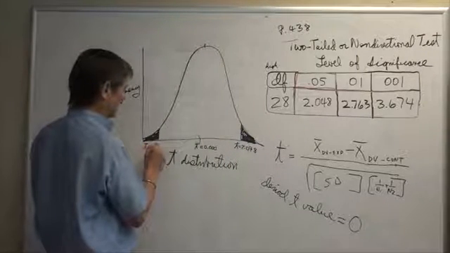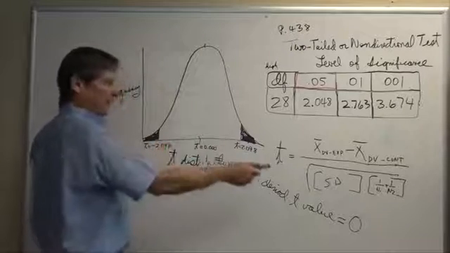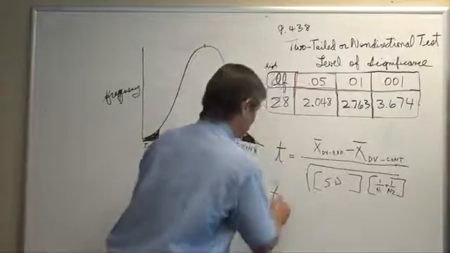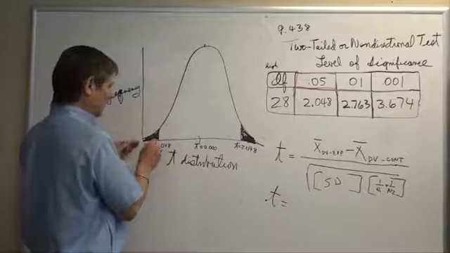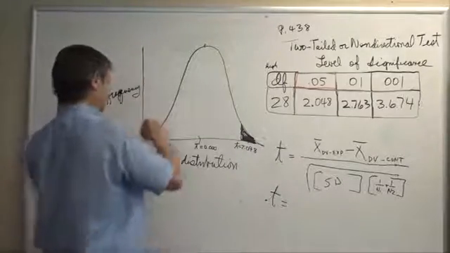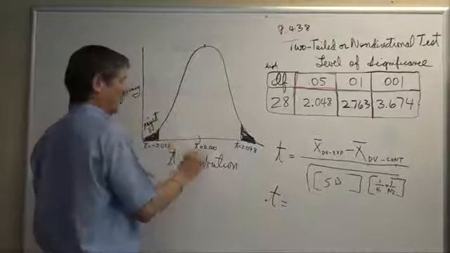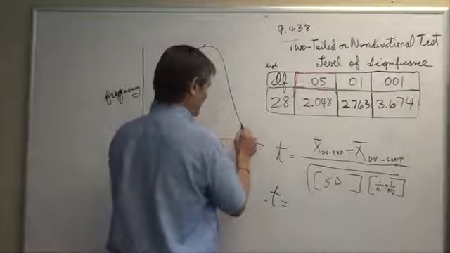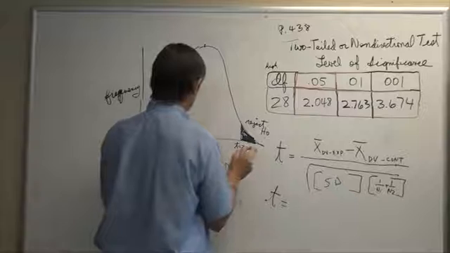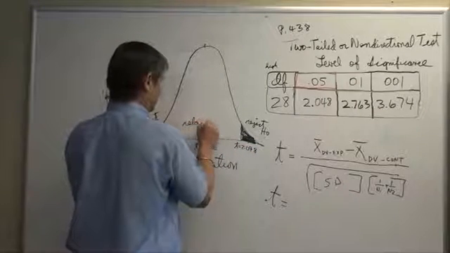And right here, this is going to be the same exact value, t equals negative 2.048. When we calculate this t value, if we get a value on this line scale that falls in this rejection region, we will reject H0. If we get a value greater than 2.048, we'll reject H0, the null hypothesis. And if a value falls between here and here, we will retain H0.